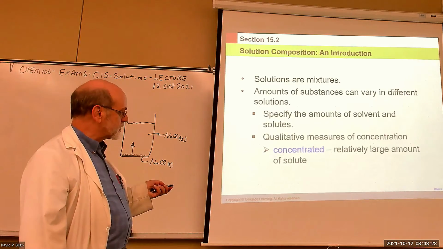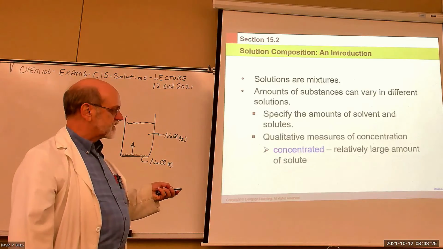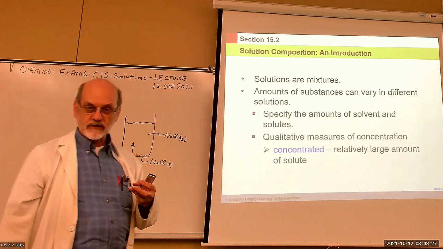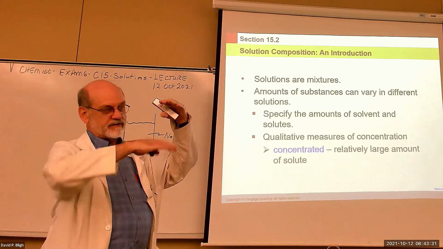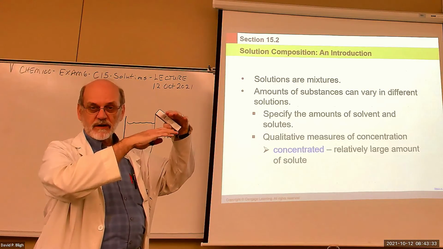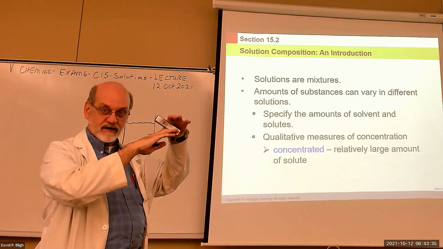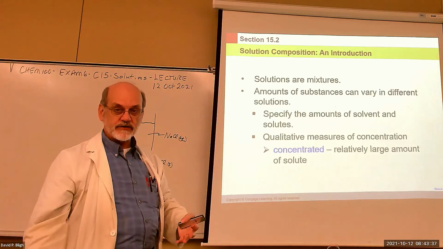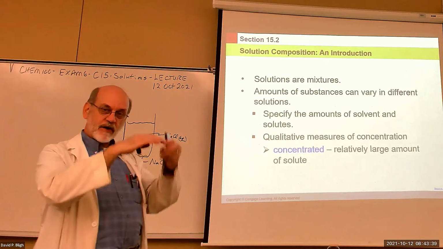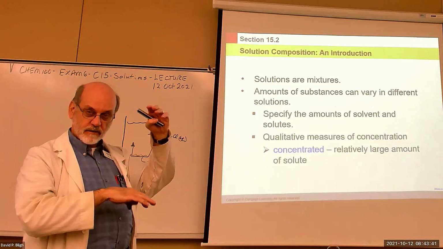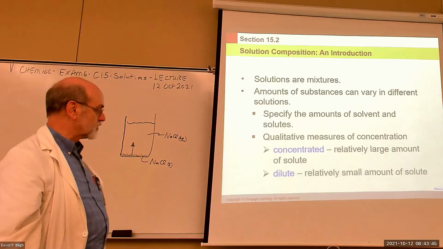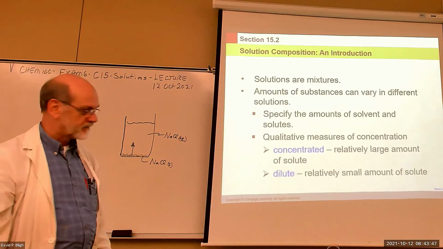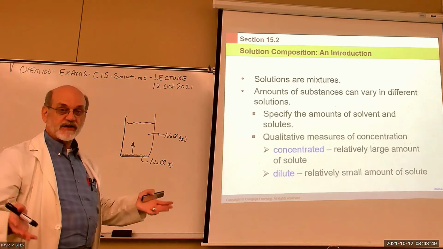We can say the solution is concentrated. That is, it has a very large amount of solute in it, relative to its saturation point. It has a very large amount of solute, but not quite saturated yet. If it's a very low amount of solute, far away from saturation, we say that solution is dilute, where it's mostly solvent.